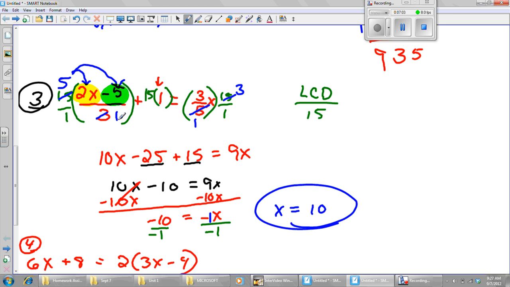And if I check my answer, I know I didn't check on the last one, but I can check it on this one. 2 times 10 is 20. 20 minus 5 is 15, and 15 divided by 3 is 5, plus 1. So the left-hand side turns into 6. The right-hand side, if I have 3 fifths times 10 over 1, the 10 fifths will simplify to 2. 3 times 2 is 6. And look at that, I get a 6.